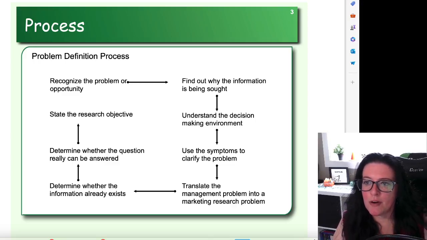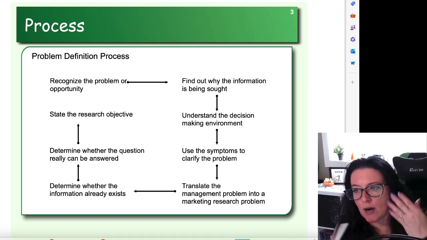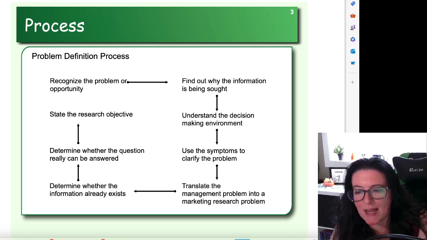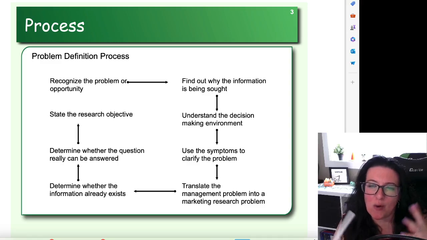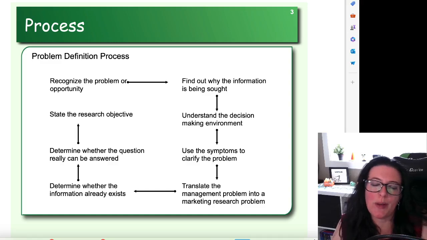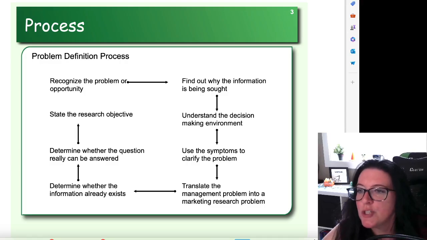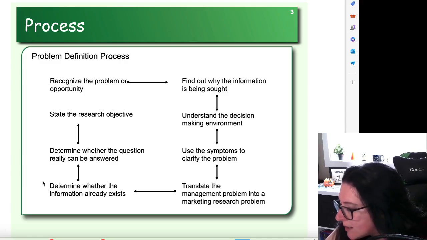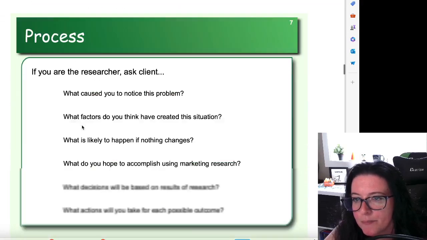All right, so we're trying to figure out the research problem. And so we're working either as the researcher working with the client, or you are the client working with the researcher. We're trying to flesh out what is the problem or opportunity that we have. And we explore that and make sure we have the right problem or opportunity that's well defined by finding out why the information is being sought. Which leads us to the next one here, which is understanding the decision-making environment.